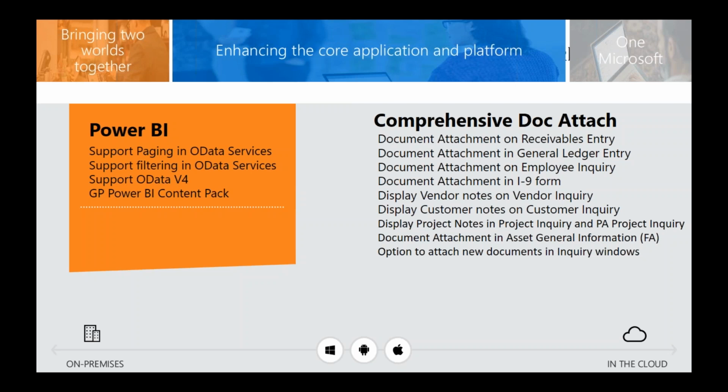Back up to the document attach here on this slide, you'll see a lot of places that they've opened up the document attachment feature. It's been added to the receivables transaction entry window. It was in sales order processing today. It's going back to receivables, general ledger, employee inquiry, the I-9 form screen.